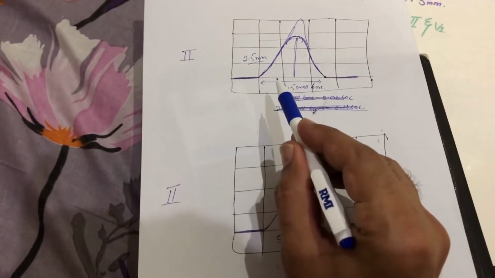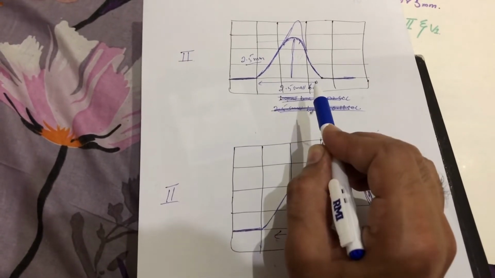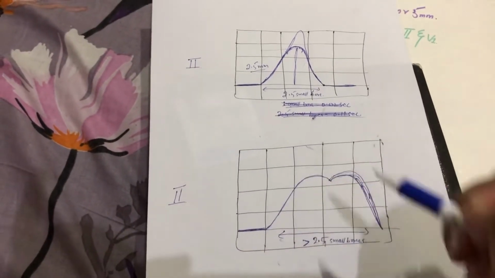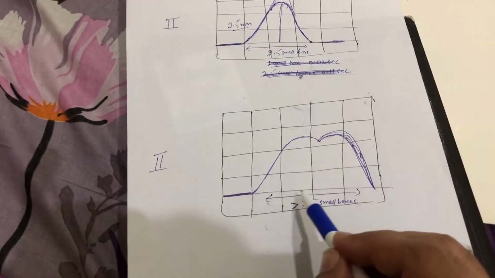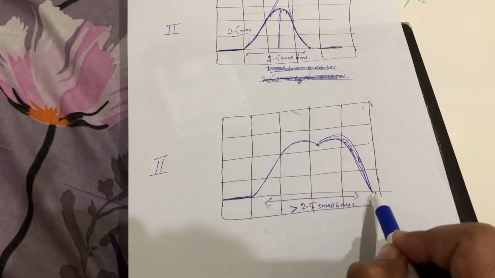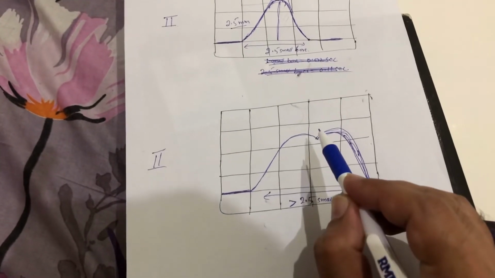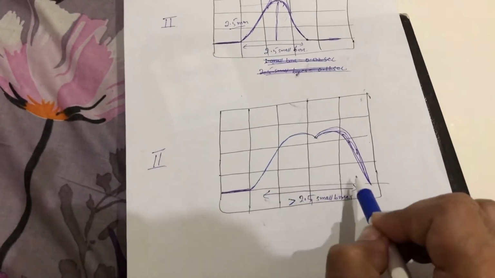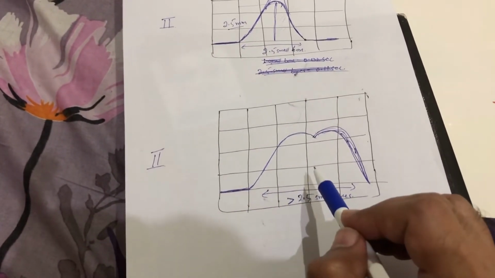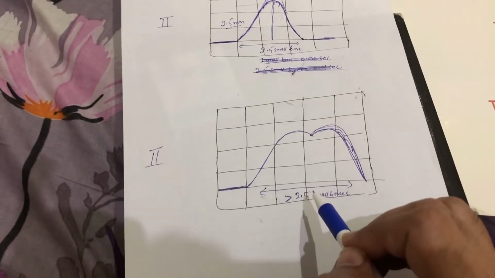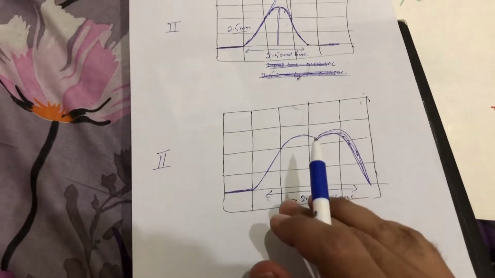See, 1, 2, 2.5 small boxes is the horizontal length of the normal P wave, but here it has been increased. 1, 2, 3. It's almost like 4 small boxes horizontally. So if the horizontal length of the P wave increases more than normal in lead number 2, we call it left atrial hypertrophy. Now there are specific names given to these waveforms.